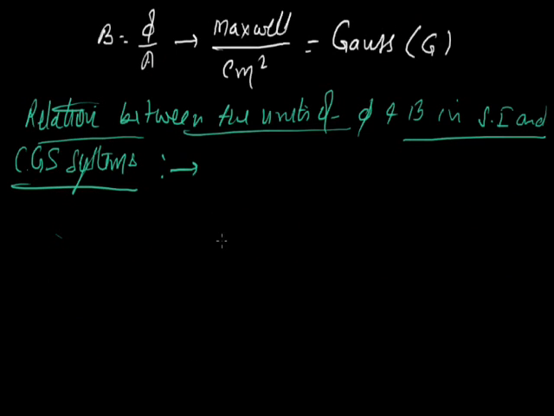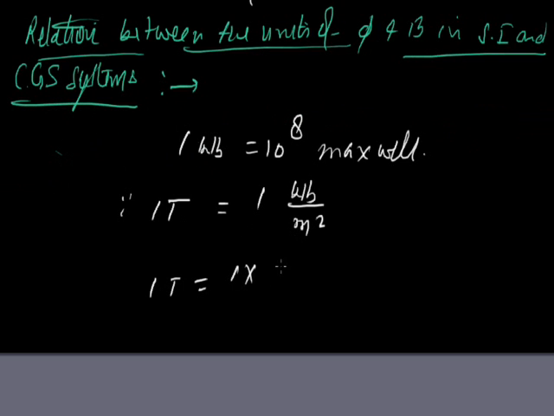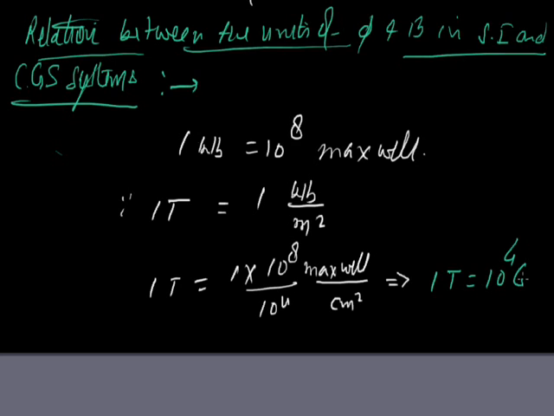One Weber is 10 raised to the power 8 Maxwell. Because 1 Tesla is 1 Weber upon meter square, we can convert this: 1 Tesla will be 1 into 10 raised to the power 8 divided by 10 raised to the power 4, that's Maxwell divided by centimeter square. It implies that 1 Tesla is 10 raised to the power 4 Gauss.